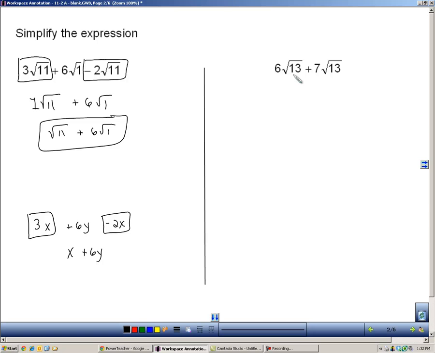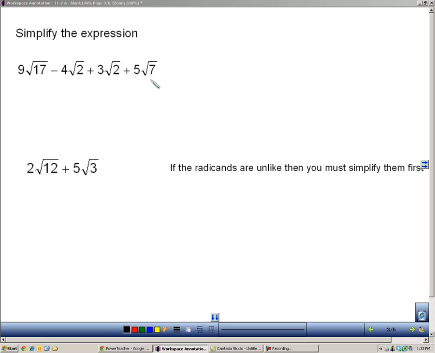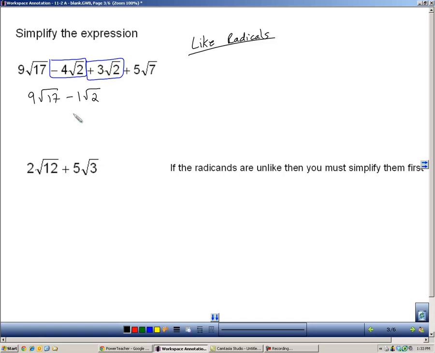Over here, 6 root 13 plus 7 root 13, they're both like terms. 6 plus 7 is 13, so you get 13 root 13. In this expression, I'm looking for like radicals, and those are radicals that are the same. The only like radicals I see are negative 4 root 2 plus 3 root 2. So we'll start by writing 9 root 17 first, and then negative 4 plus 3 is negative 1 root 2, or you could just write this as minus square root of 2, and then plus 5 root 7. I can't add or subtract any more of them because they're not like radicals.